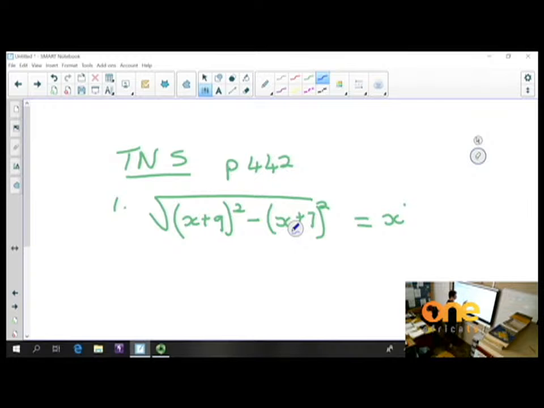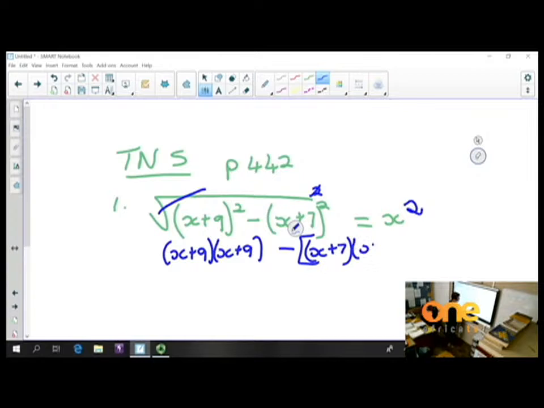If we lift the root here, then we can square it also on that side. So if I square here, the square and the square root will cancel out. So then I'm also going to square on that side. Now it's just a little bit of algebra that I'm going to use here. We did the algebra last year. Just remember that this is x plus 9 times x plus 9 minus, and I will put it in separate brackets here, so it's x plus 7 times x plus 7 is equal to x squared. Sometimes they will ask you to show it by using Pythagoras.